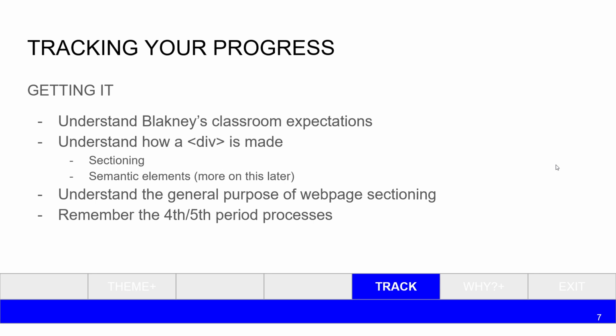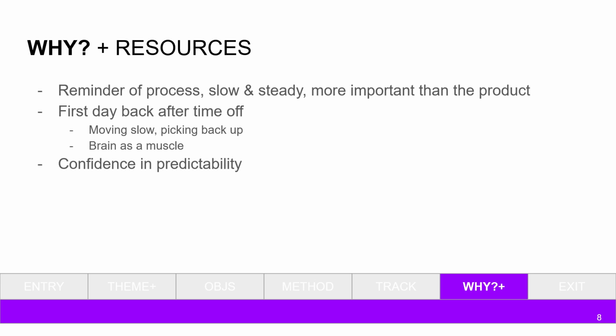Why are we doing that? Because, reminder, process should be slow and steady, and it is more important than the final product. Just like your other teachers, this is our first day after time off as well, so it's a little bit of an adjustment for us too. Moving slow to pick it back up because your brain is a muscle. So if you continue to stretch it, it continues to be strong, but if you take too long a rest, you need to work a little bit more to get that strength back up. And just so you know that there is a confidence in knowing what to expect, that is the main reason why today is so short, because you can predict what kind of stuff is coming down the pipeline.